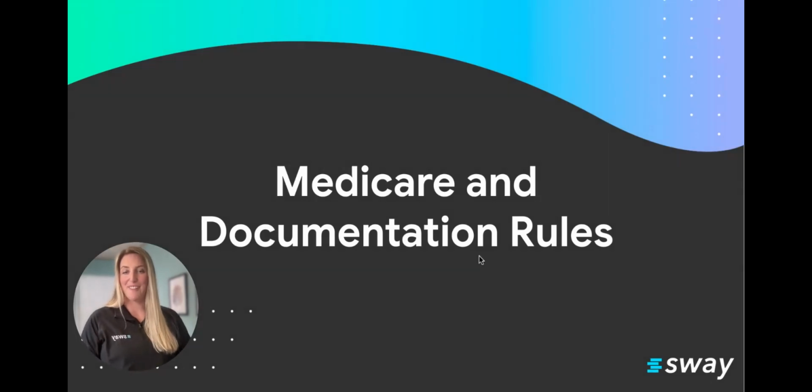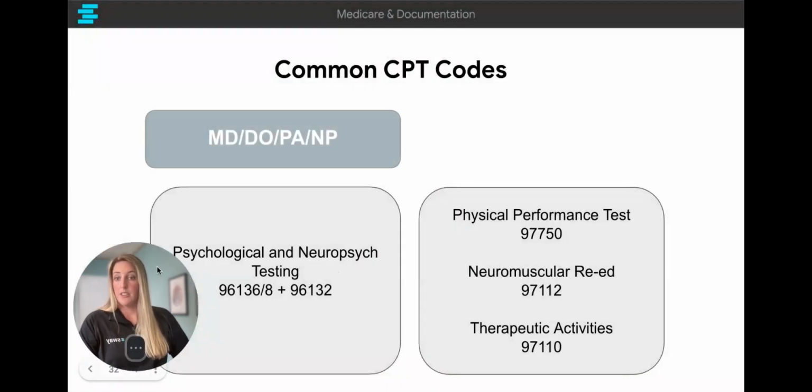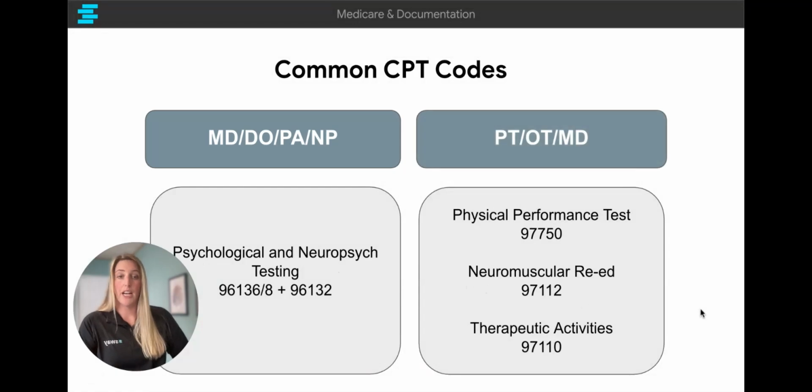And last but not least, everyone's favorite topic, just a little bit about Medicare and documentation rules. So of course, we're always trying to justify our time and make sure that we're getting reimbursed for all of our skilled knowledge, therapy, technology, all the above. So these are some of the common CPT codes that SWAY is used with. We'll focus more today on the PT/OT side. Hopefully all of these codes look relatively familiar to you. We will highlight today this 97750, the physical performance test.